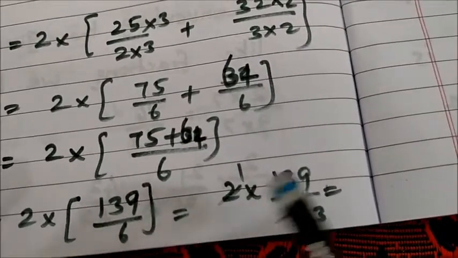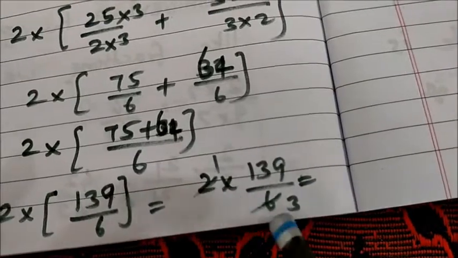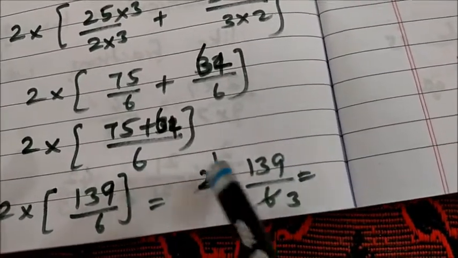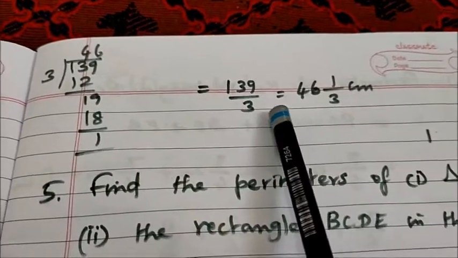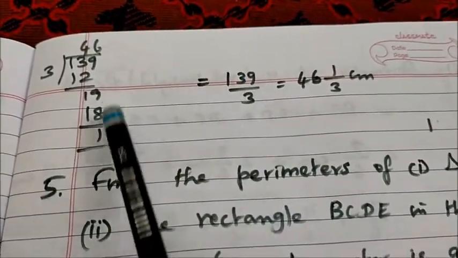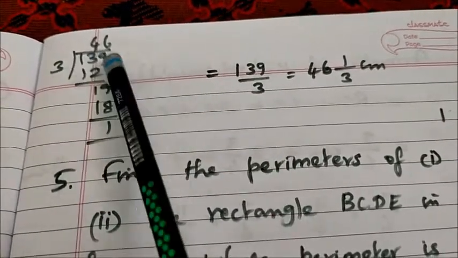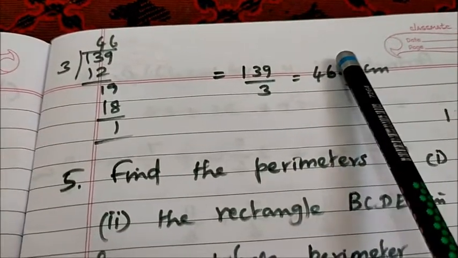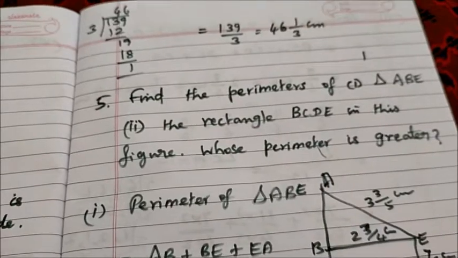We remove the brackets. So 2 into 139 by 6, we can cut 2 and 6 in the same table. So in the 2 table, 1 2 is 2, 3 2s are 6. So we get 139 by 3. Then we change it into a mixed fraction. So divide 139 by 3. So we get 46 1 by 3. This is the quotient, this is the remainder by the divisor, the denominator.